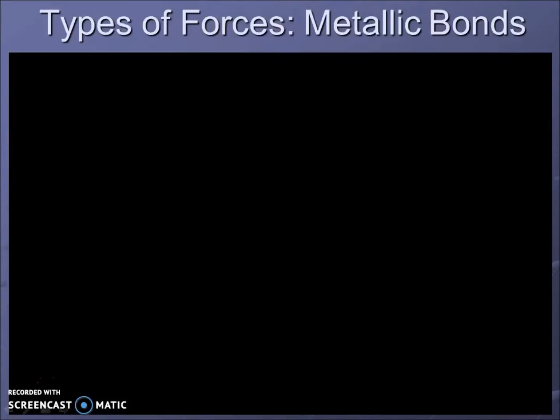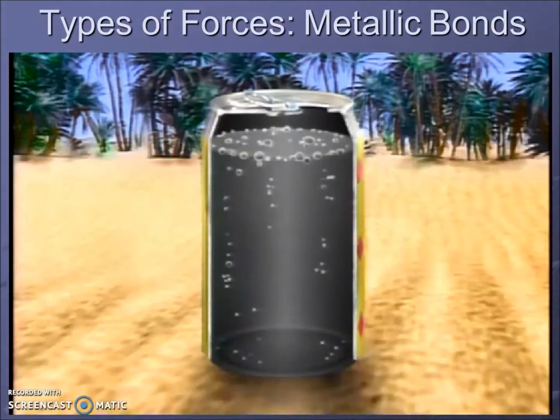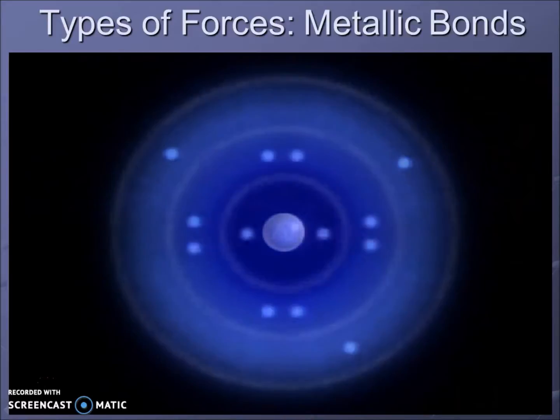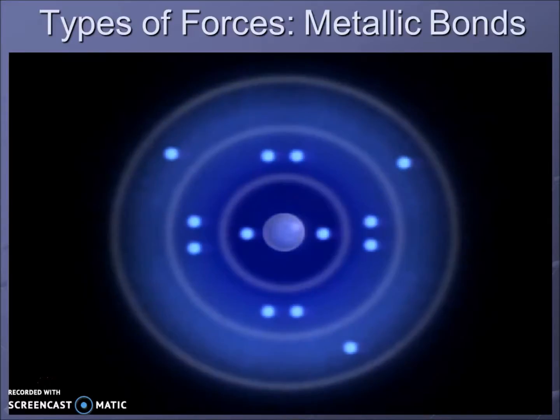Now let's take a look at something a little bit different. What if I have a metal? What if I have, say, a chunk of aluminum? How is that held together? So if we look at this aluminum can here, of course it's an element. It's made up of aluminum atoms. Now let's just think about aluminum atoms for a minute. Okay, here's our nucleus in the center, and then we have the couple shells of electrons with its valence electrons on the outside. Now think about metals.